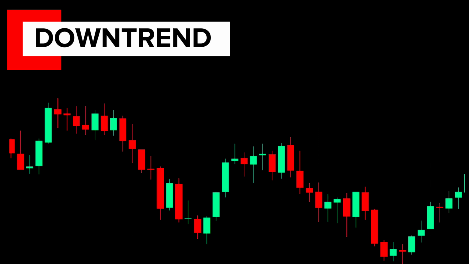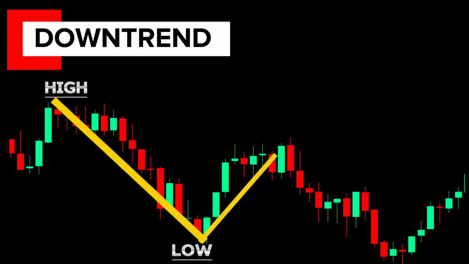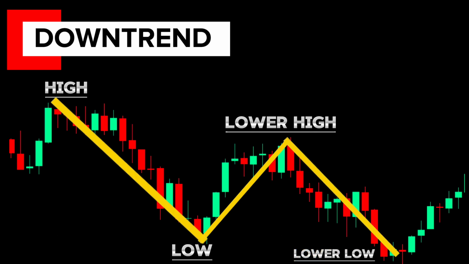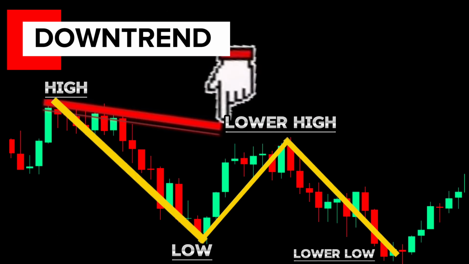So we start from the high, which comes from the former trend, which is the uptrend, and then we have the low, and after that the market moves up to give us a lower high, and then it comes down again to give us a lower low. And after that, the downtrend formation is complete, so we can now draw our trend line from the first high and the lower high. This is how all downtrends form.